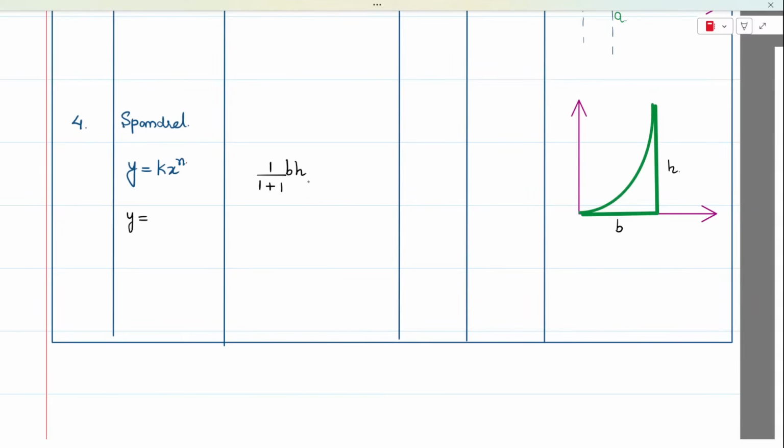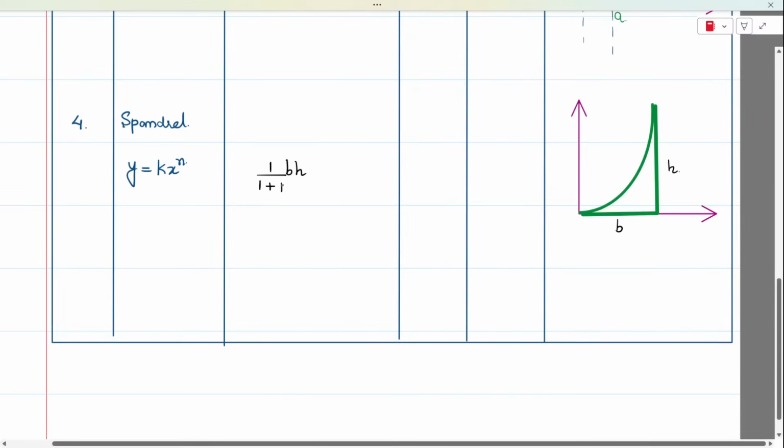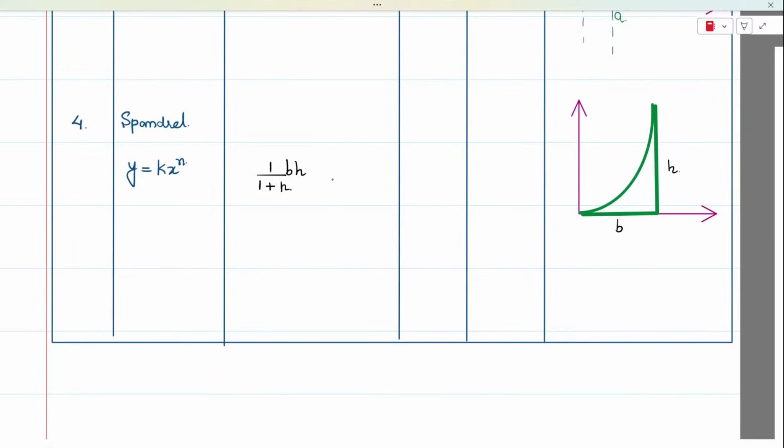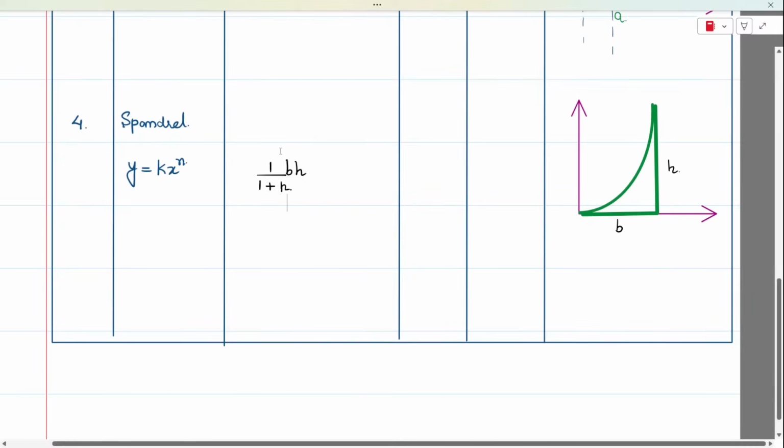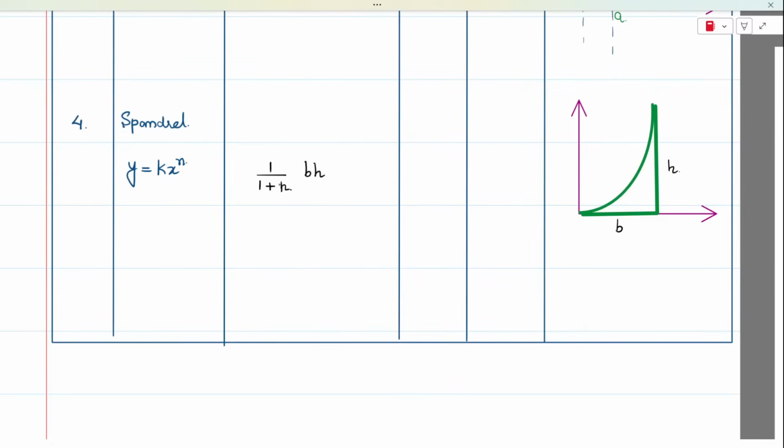But are we dealing with triangle? No, we are dealing with spandrel. So if that is the case, then there has to be some change accommodated over here. So now instead of writing 1 plus 1, it becomes 1 by n plus 1. N could be any value, 2, 3, 4, whatever it is. So it would become 1 by 1 plus n into base into height. This would be the area of the spandrel. This is n, dear students.